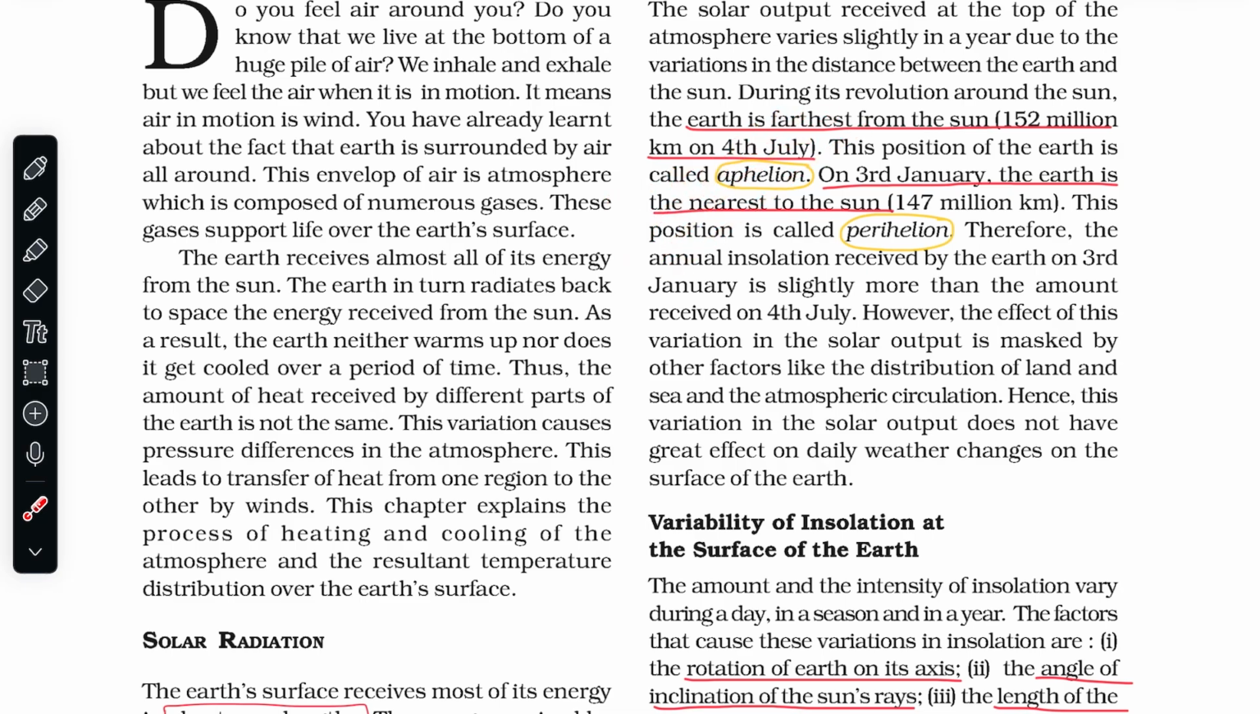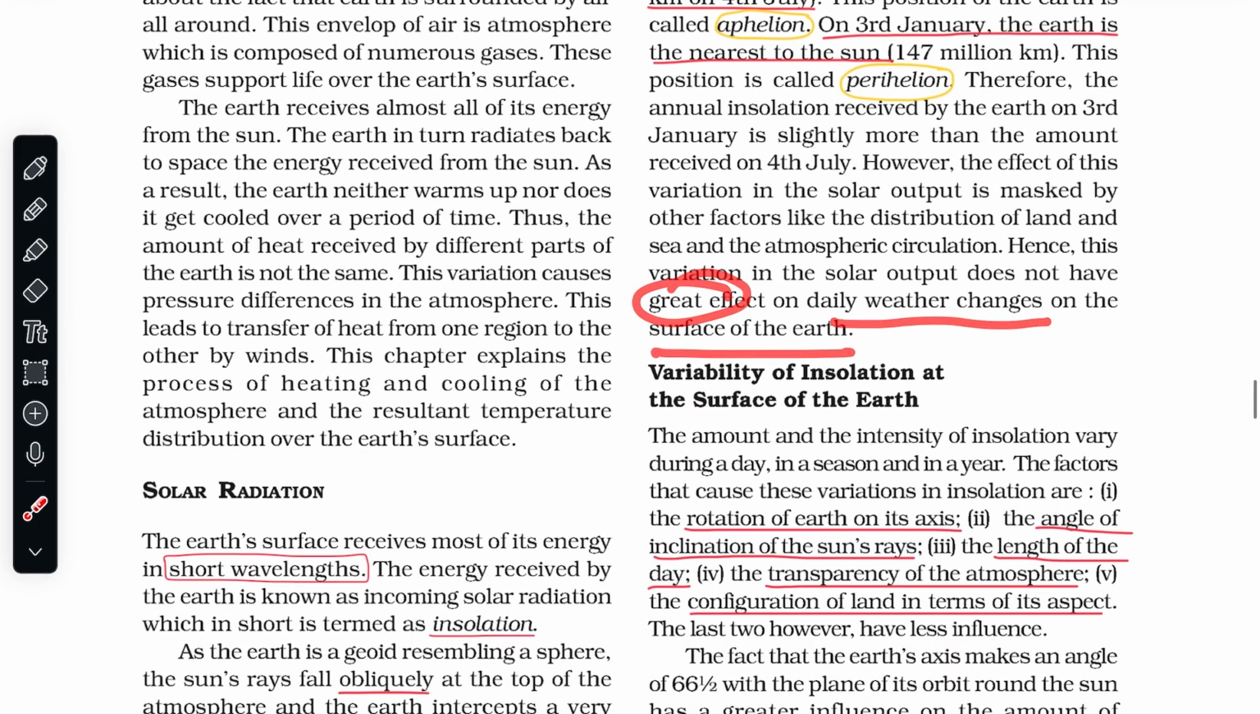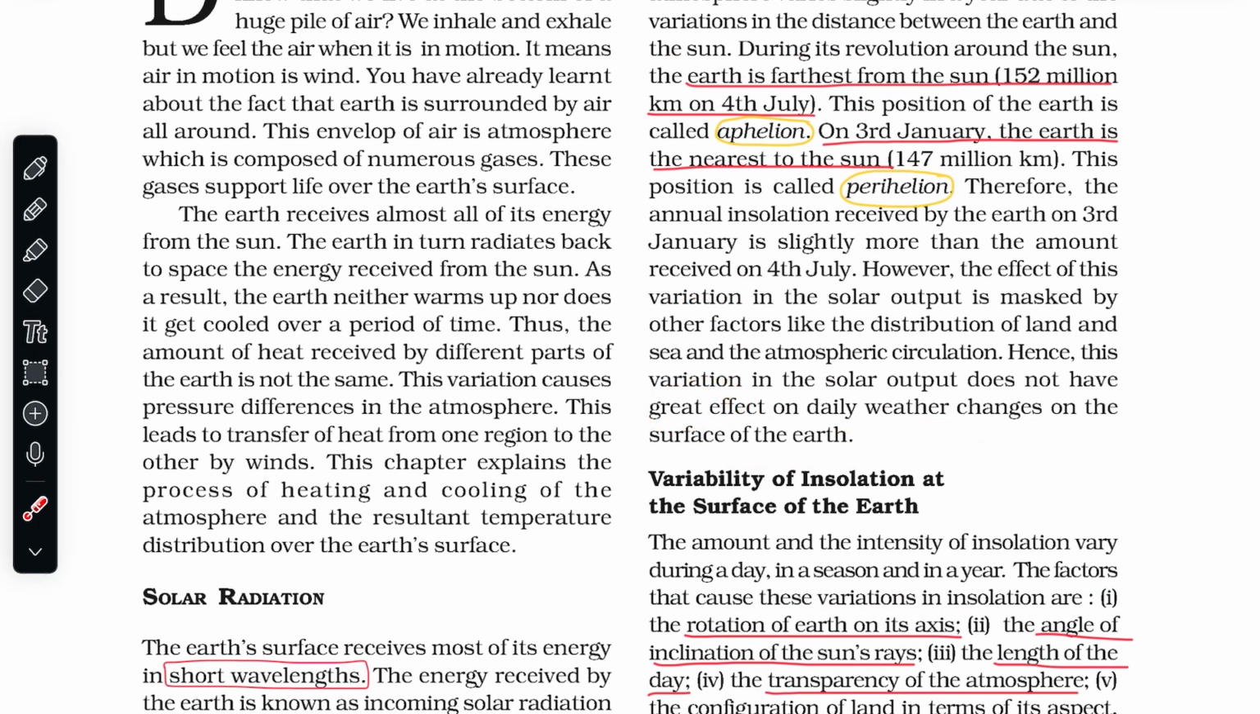However, the effect of this variation in the solar output is masked by other factors like distribution of land and sea and the atmospheric circulation. Hence, this variation in the solar output does not have great effect on the daily weather changes on the surface of the Earth. So, although there is a distance factor, it gets masked by different factors like atmospheric circulation, distribution of land and sea, and therefore the effect of this distance is very minimal in terms of the other factors if we consider them.